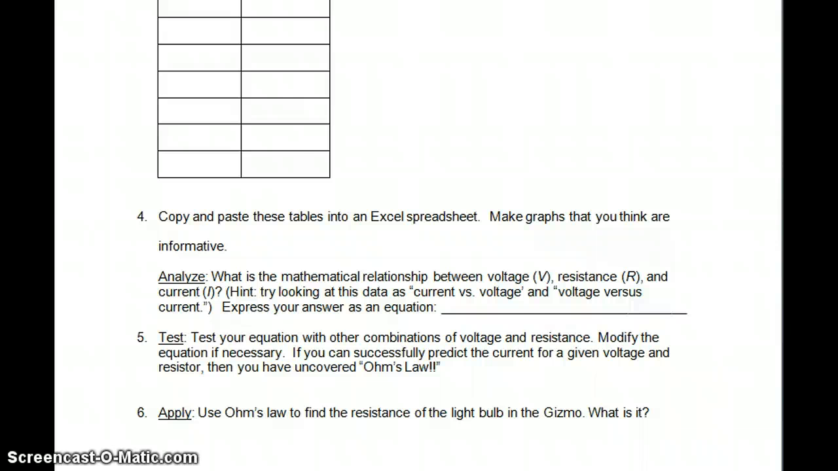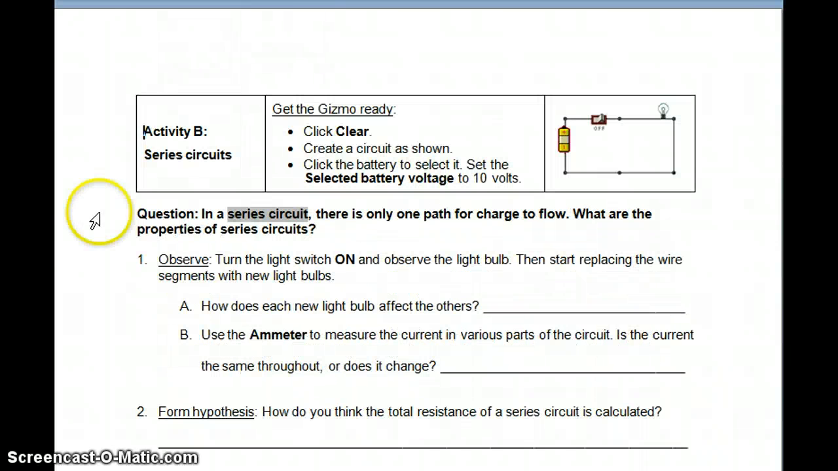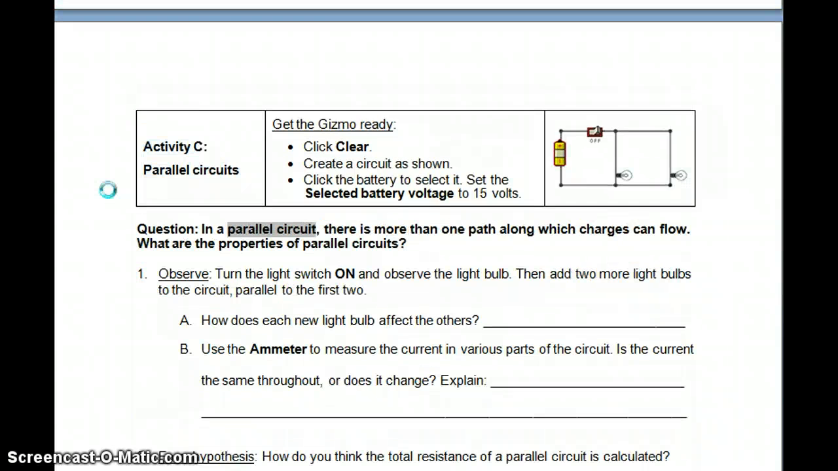The second activity is activity B, and it's a look at series circuits. So here they're going to look at two elements in a circuit in series and try to determine the physics that governs that. And they will then move on to activity C and a look at parallel circuits and looking at how current will split in this particular kind of circuit.